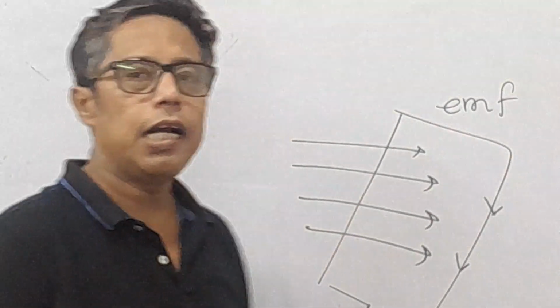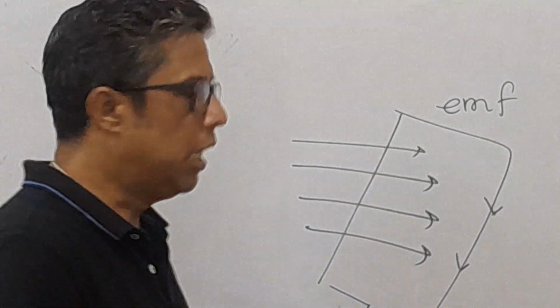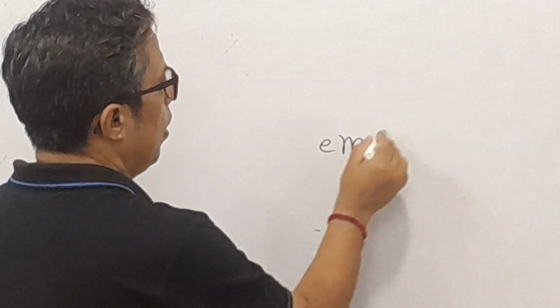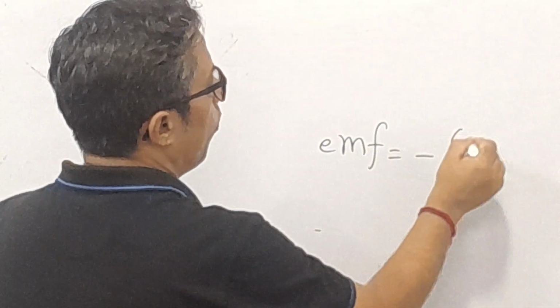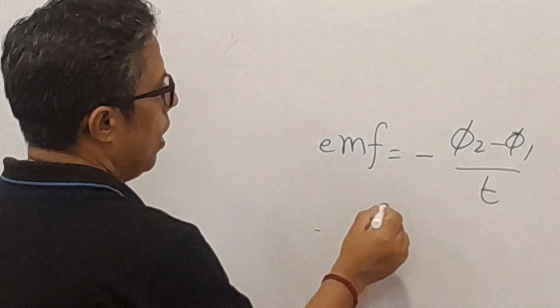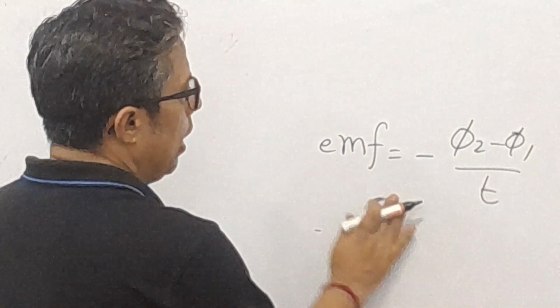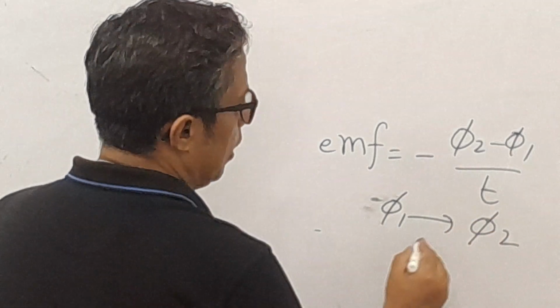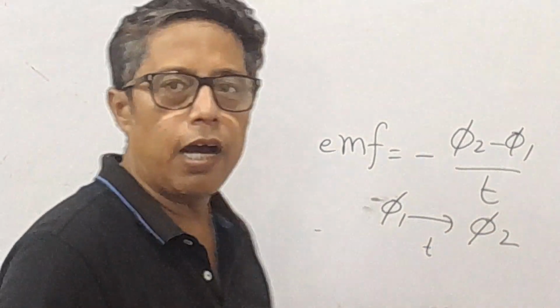So a change in magnetic field causes induced EMF. So this is the famous Faraday's law of electromagnetic induction. There Faraday is saying that EMF is equal to minus N times (phi 2 minus phi 1) by t. So phi 1 is the initial flux, and phi 2 is the flux after a certain time t. So what is phi?